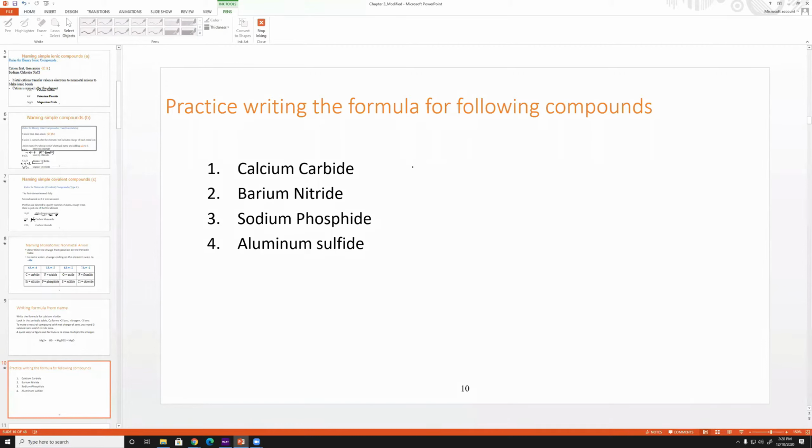So calcium carbide. Calcium we know is a +2. Carbide means it's carbon, which is actually -4. So the only way for this to work out would be Ca2C.